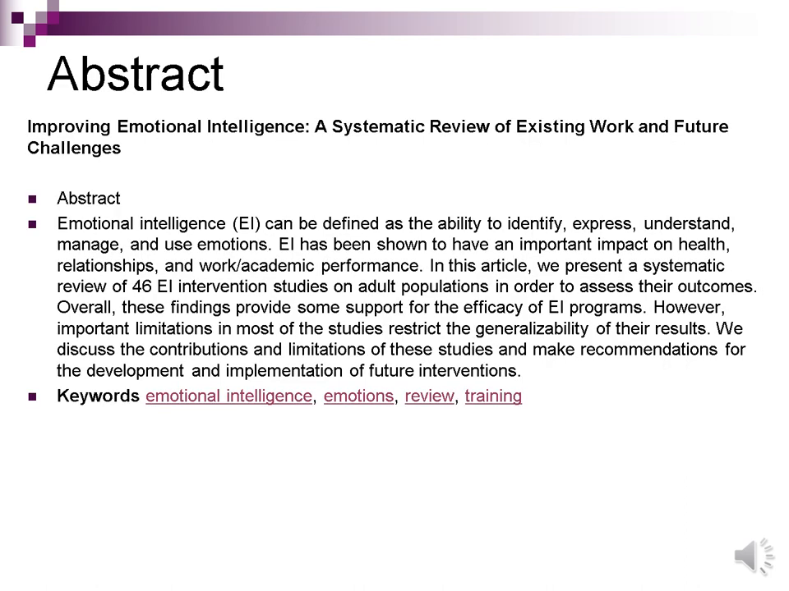This is another abstract, about artificial and emotional intelligence, very brief: a systematic review of the existing work and future challenges. Emotional intelligence can be defined as the ability to identify, express, understand, manage, and use emotions. EI has been shown to have an important impact on health, relationships, and work and academic performance. In this article, we present a systematic review of 46 EI intervention studies on adult populations in order to assess their outcomes. Overall, these findings provide some support for the efficacy of EI programs. However, important limitations in most of the studies restrict the generalizability of their results. We discuss the contribution and the limitations of these studies and make recommendations for the development and implementation of future interventions. And there are some keywords at the end.